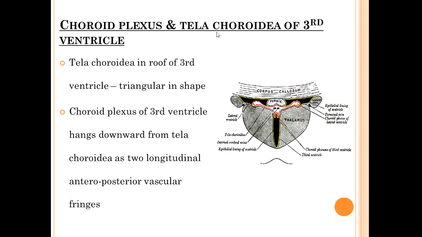Fine. Then here also choroid plexus and tela choroidea of third ventricle. So tela choroidea is here. Again I am repeating, tela choroidea is pia mater, okay, which is invaginating into the cavity of the ventricle, and choroid plexus is the tuft of capillaries along with the tela choroidea. Okay, so choroid plexus of third ventricle is hanging like this here as a longitudinal anterior-posterior vascular fringe. Okay, so that is choroid plexus and tela choroidea of third ventricle.